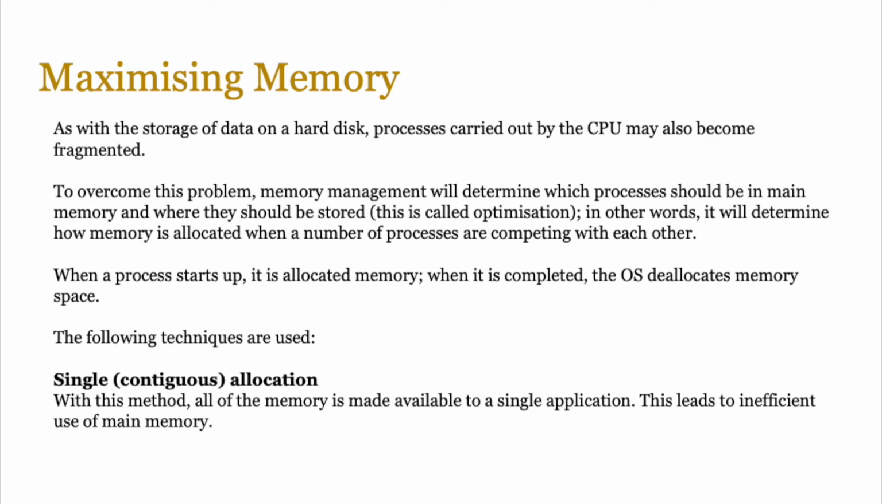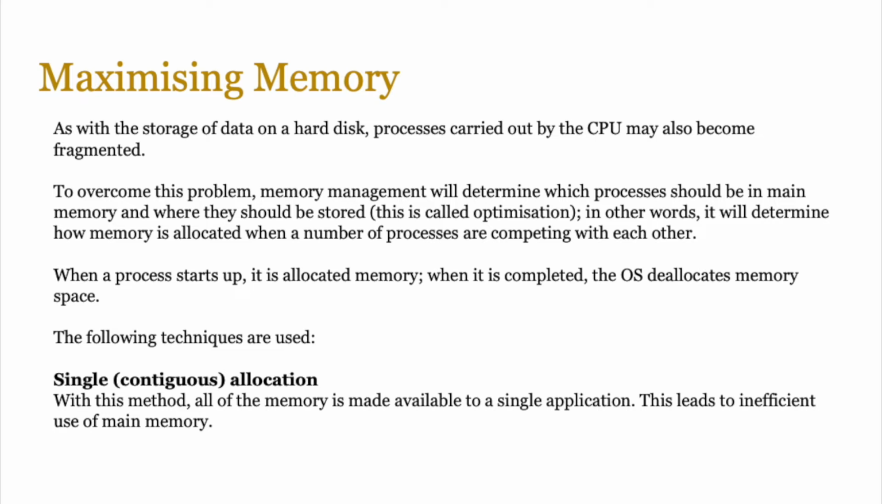Now, to overcome this problem, the operating system has built-in tools to manage memory, and these determine which processes should be in the main memory and where they should be stored in the main memory, and this is called optimizing memory. The operating system determines how the memory is allocated when a number of processes are competing for it, because remember, memory is finite and you can run out of it, and that could lead to crashes.